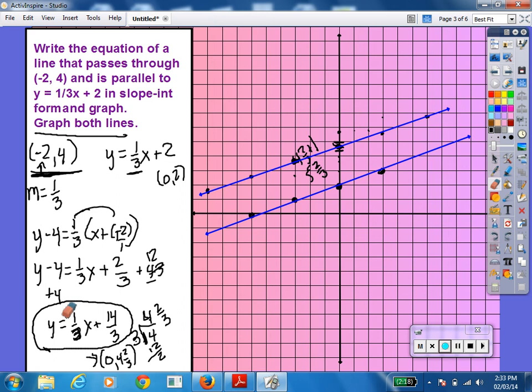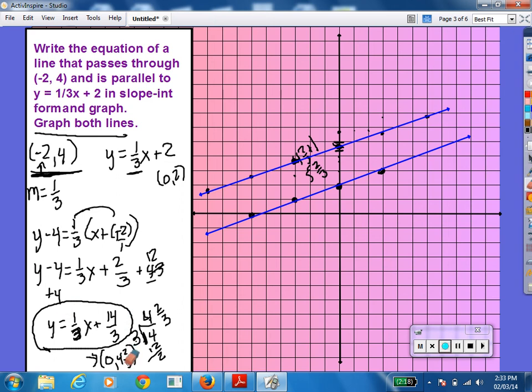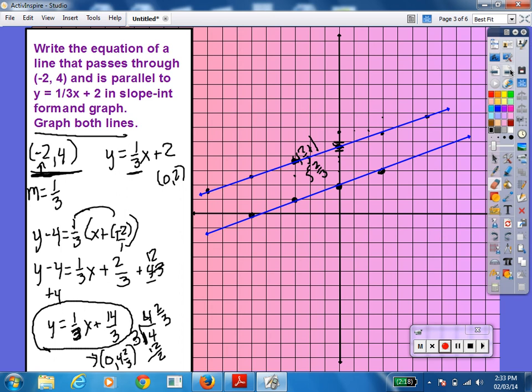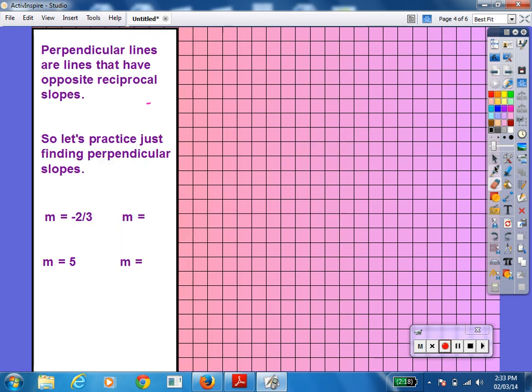As a mixed number so that you can graph it in the right spot. Okay? All right, so that's parallel lines, and that's writing it in either slope-intercept or standard. So good job. Let's move on to perpendicular lines.